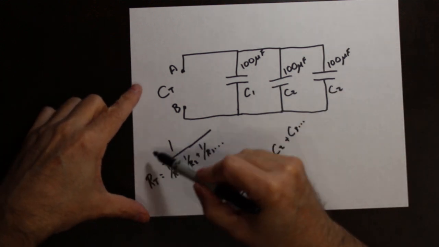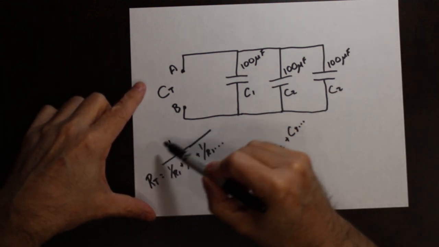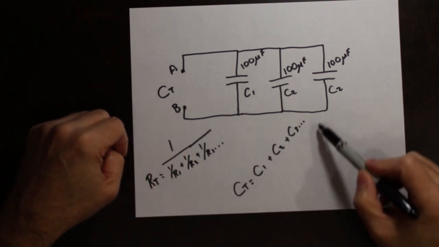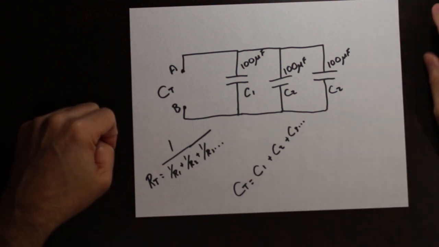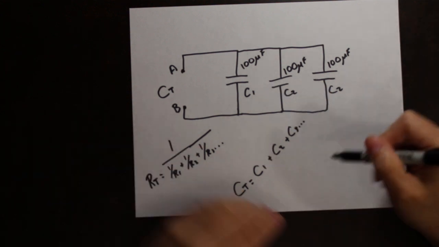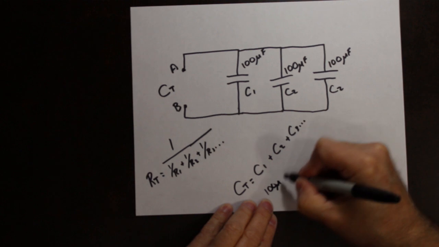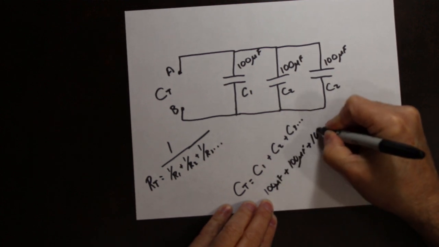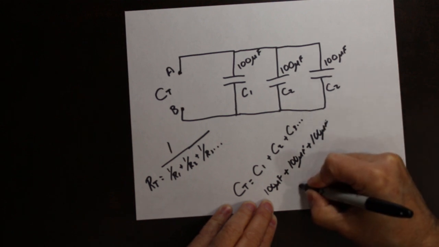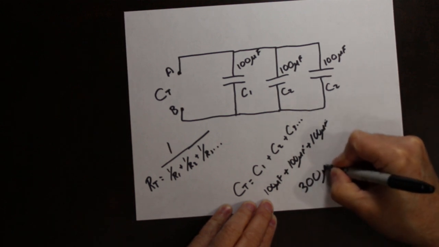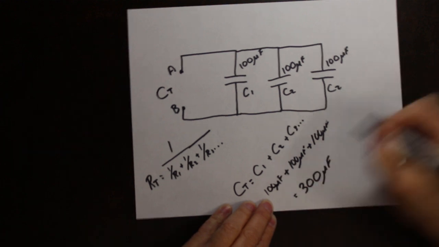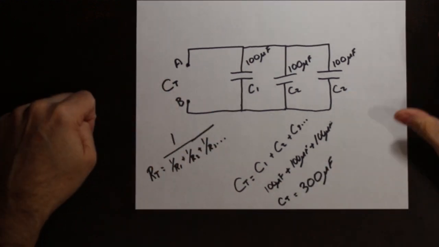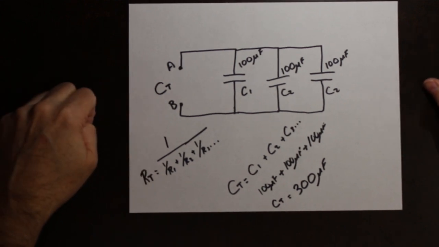So what we've got here is how we calculate our total of parallel resistors. Here is how we calculate C total of parallel capacitors. So in this example, this would be 100 microfarads plus 100 microfarads plus 100 microfarads, giving us a total of 300 microfarads. So C total for this circuit would be 300 microfarads.